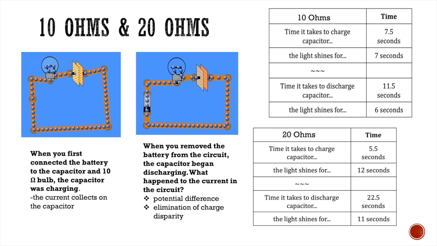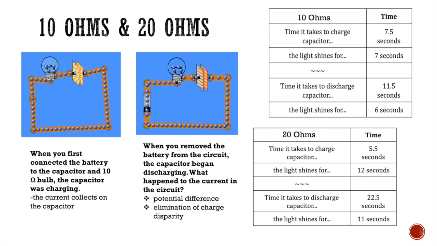Now, when you first connect the battery to the capacitor of the 10 ohm bulb, the capacitor was charging. So you can imagine a capacitor as 2 buckets of water, and charge is building up in one bucket, or the electrons are being forced onto one side. And when you remove the battery from the circuit, the capacitor begins to discharge, meaning that the water starts to even out, and the potential difference tries to eliminate itself, getting rid of the charge disparity. It's important to note that a pattern we noticed here is the higher the amount of ohms, or the larger the resistance, the longer it takes to charge and discharge a capacitor.